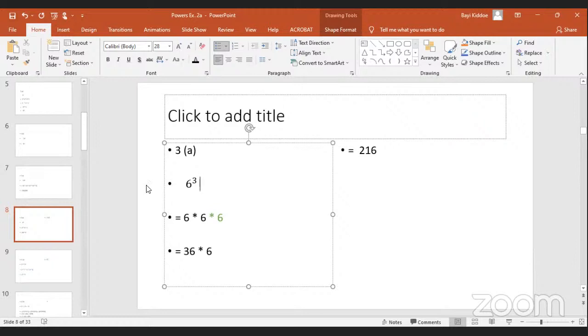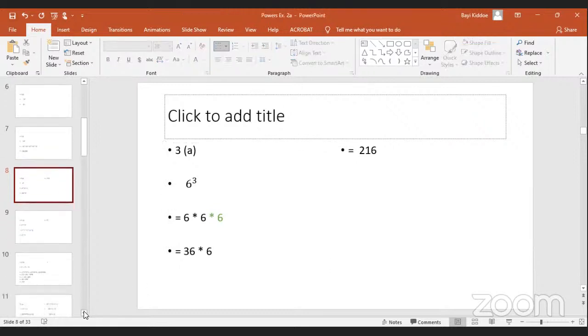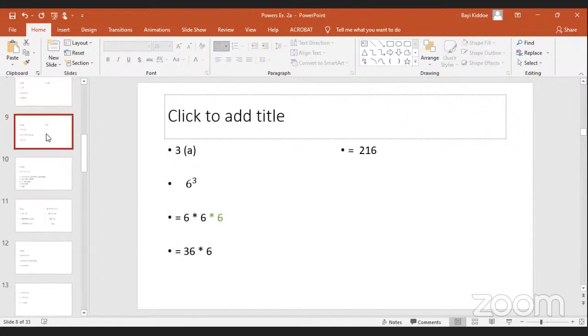We'll go over that again. It's 6 to the 3, which is equal to 6 times 6 times 6. 6 times 6 gives you 36. 36 times 6 gives you 216. So that's the answer for question number 3. All right. Let's move on.